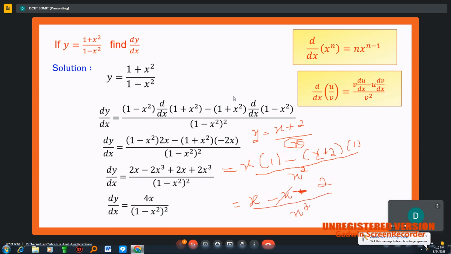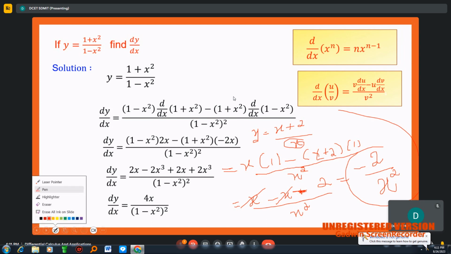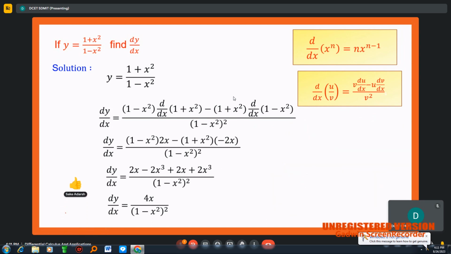Now see here, minus x plus x is cancelled. What is the left term here? The left term is minus 2 divided by x square. What is the differentiation of (x plus 2) divided by x? Minus 2 divided by x square. It's very good. Minus 2 divided by x square is the required solution of y is equal to (x plus 2) divided by x. Okay, is this clear? Did all of you follow?